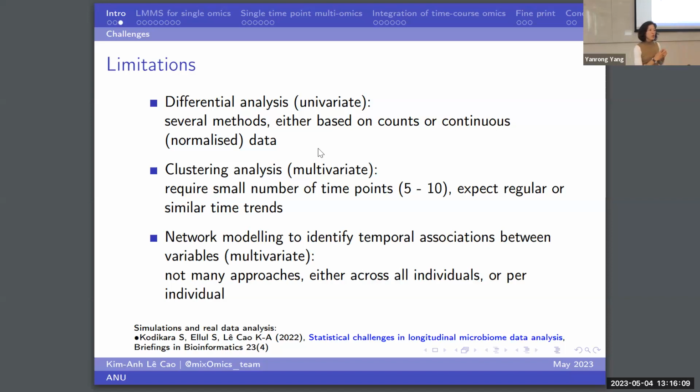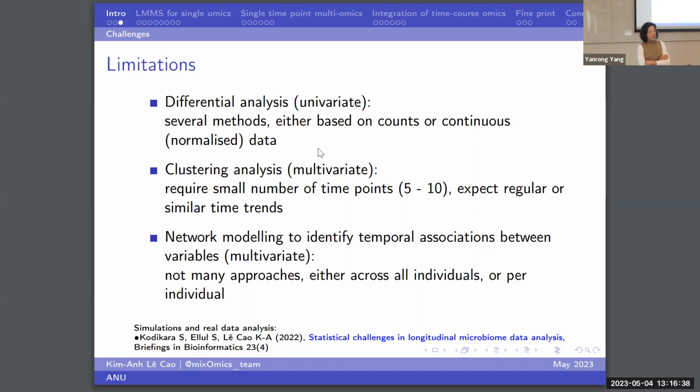And also, when you're interested in clustering those profiles across time, you have to expect some sort of regular trend happening. You can't have interventions that really destroy the gut microbiome, for example. So anything with antibiotic, for example, is going to completely perturb your microbiomes, and so that makes things difficult for clustering. And for the network modeling, as I said, there's not many approaches.